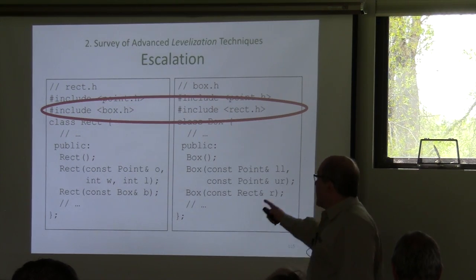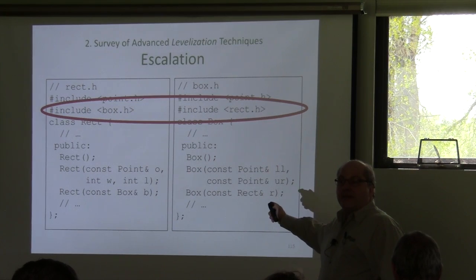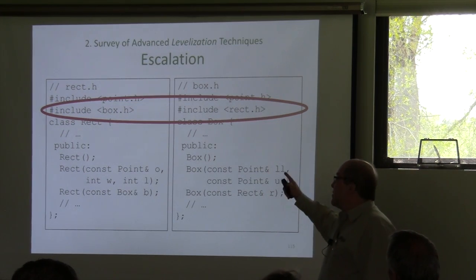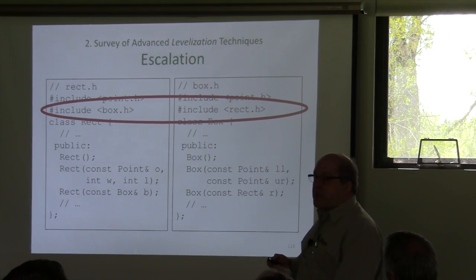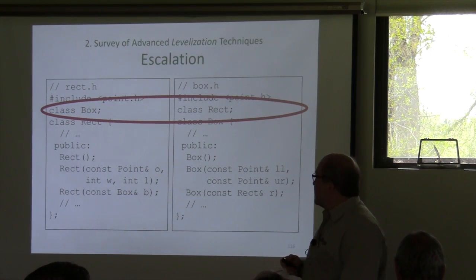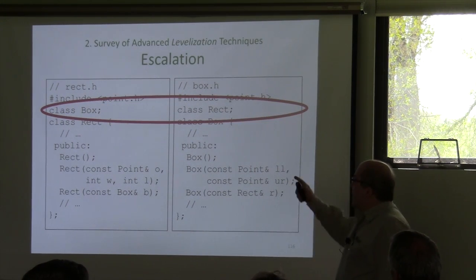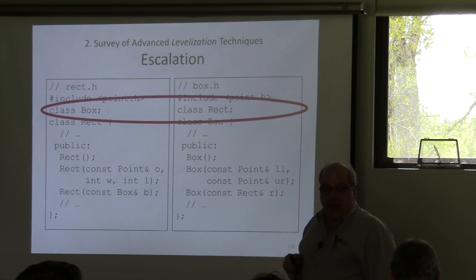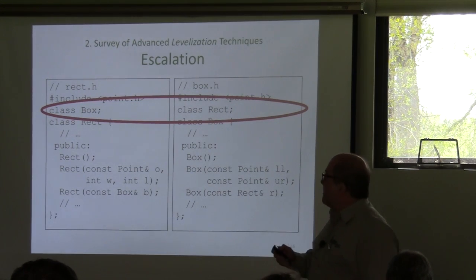Now I assume people realize this is not good, right? What? You agree? It's a cycle. It's worse than a cycle. It's a cycle in the header files. So some people fix this problem by moving the cycle to the CPP. That is not a fix. That is still cyclically dependent. We could do that. That would have less compile time coupling, but it would not eliminate the physical dependencies. The dependencies would still be there. You would still have a cycle.